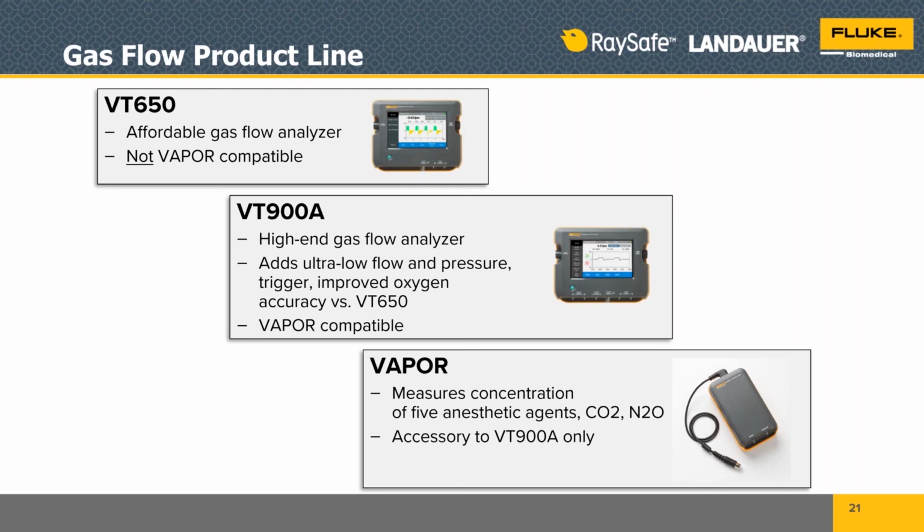Vapor is the other part, so it's going to measure all 5 anesthetic agents as well as CO2 and N2O concentration. Now, in the anesthesia delivery system, these two carrier gases are used, and they are over-administratable. So you need to make sure that you're not giving the patient too much of that because you can cause some unintended effects there as well. So you're truly testing everything in the system if you use our VT900A and vapor.